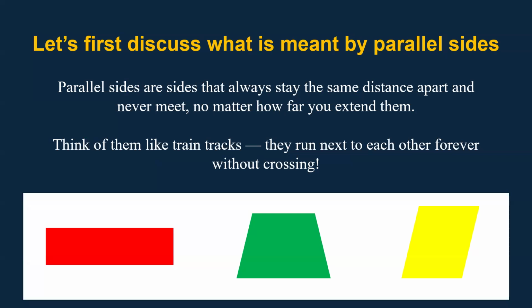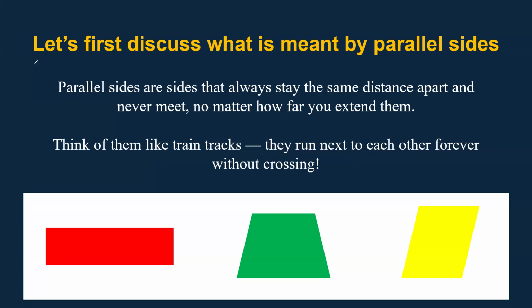We need to make sure that we understand what is meant by parallel sides before we go any further. So let's read what it says. It says, parallel sides are sides that always stay the same distance apart and never meet, no matter how far you extend them. Think of them like train tracks. They run next to each other forever without crossing. So what we're going to do is take a look at the three shapes at the bottom of the screen and decide whether they contain parallel sides or not.